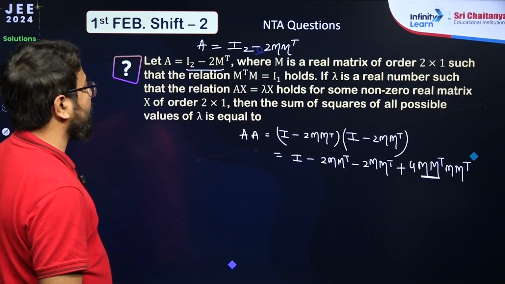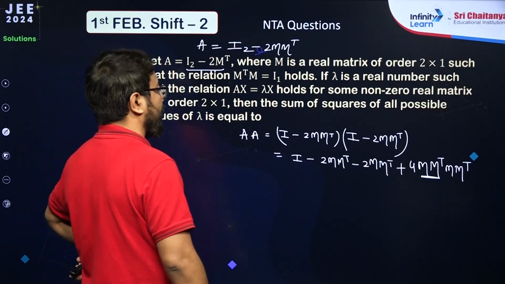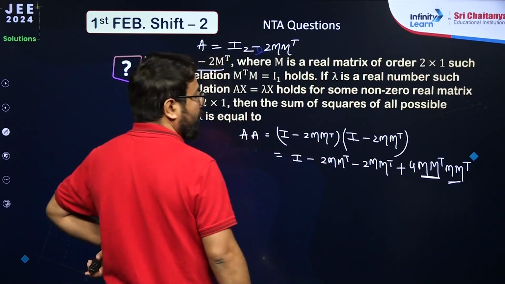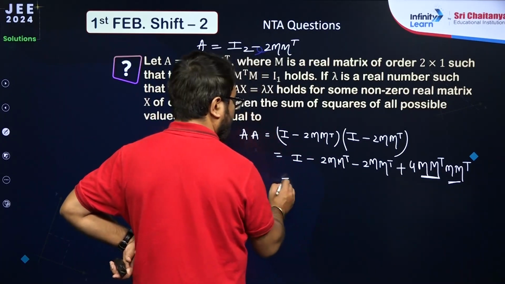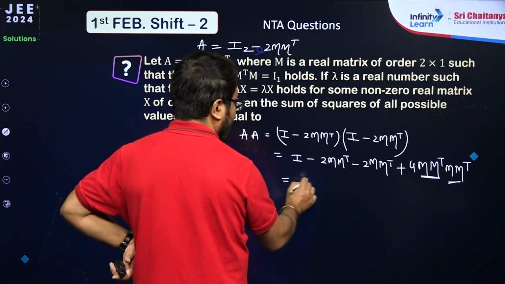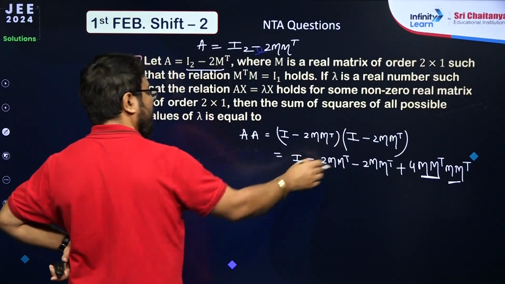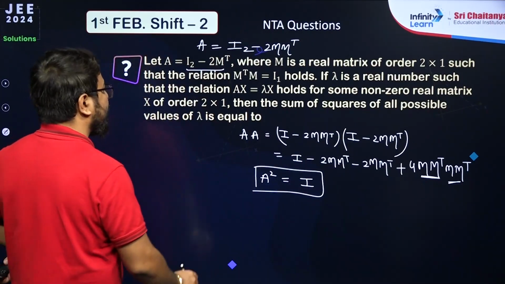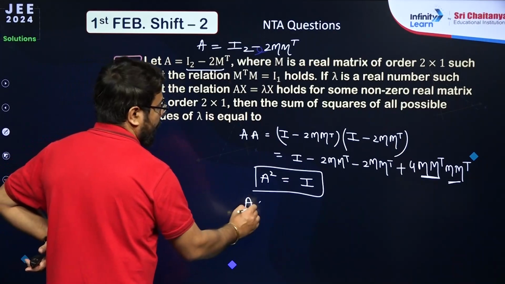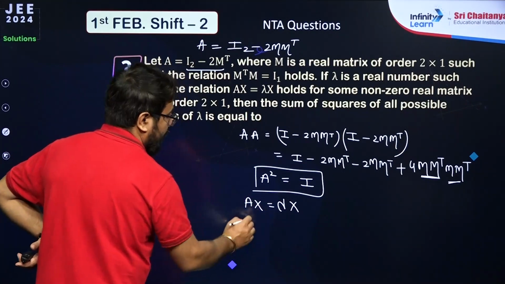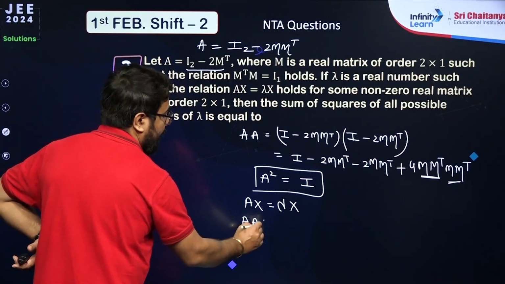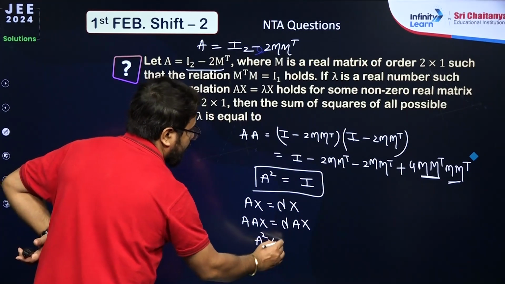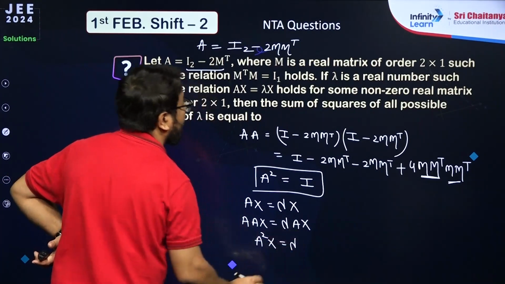Given that m transpose m is the identity matrix, this is also the identity matrix, and this is also the identity matrix. So they all will get cancelled. We are getting A square as I. All right. Now Ax equals lambda x. So we are just multiplying it by A, so A into Ax. Here it is lambda Ax. It is A square x. It is lambda Ax.